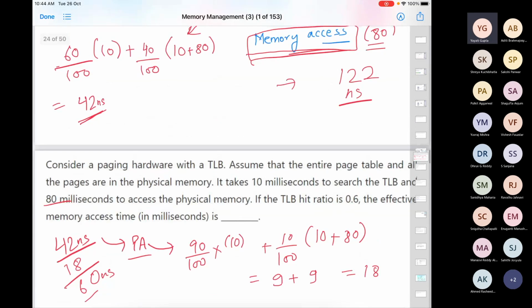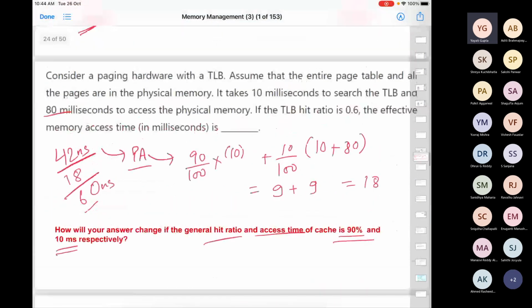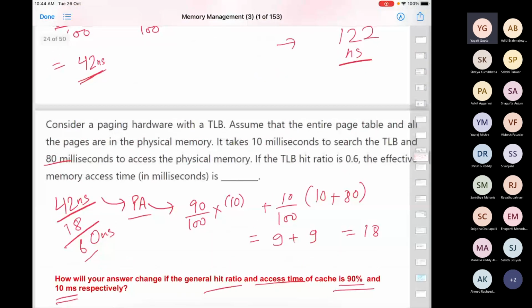So do you see, with the help of cache, we have further dropped it from 122 nanoseconds to almost half, which is 60 nanoseconds. So that is how cache memory helps us in accessing your page table as well as your address, instructions and data faster. Okay, so let's move forward.